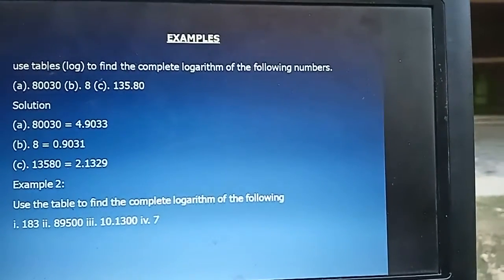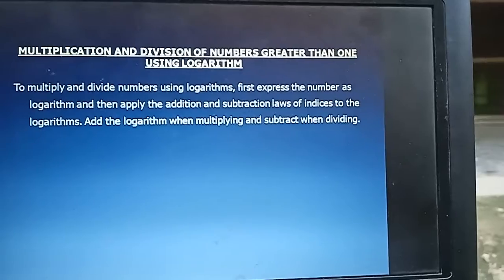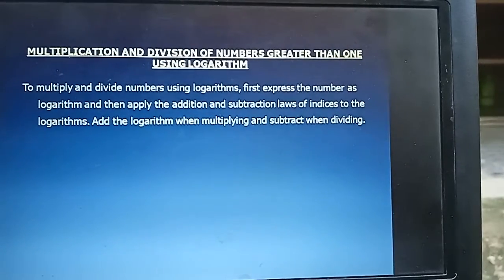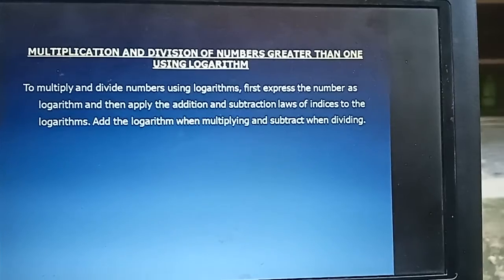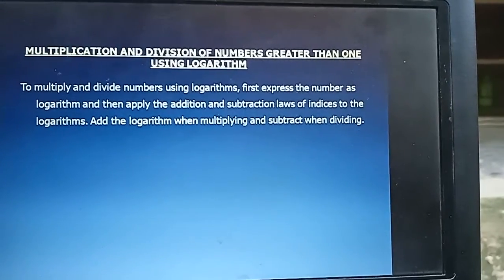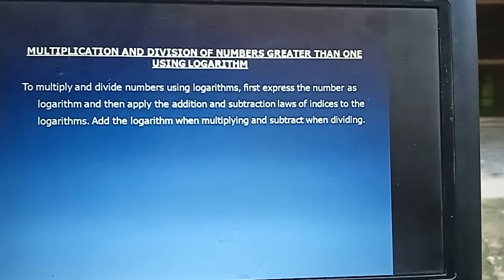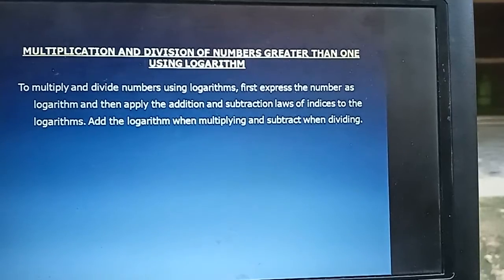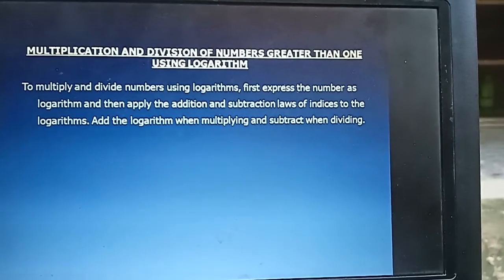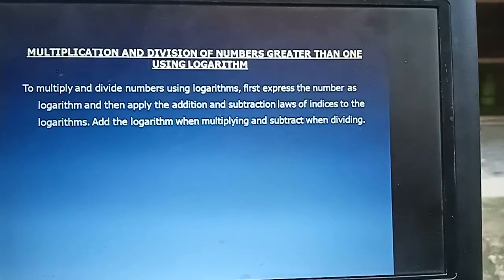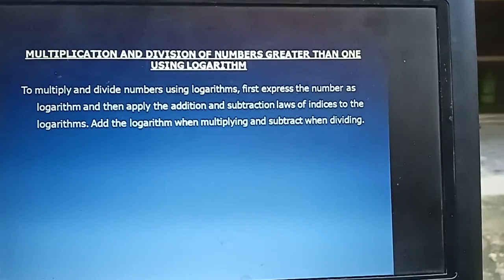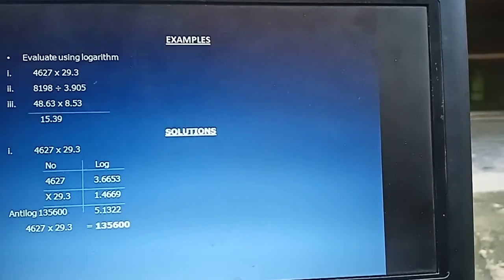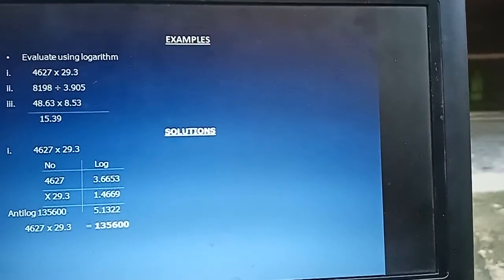You get it? So we are going to look into multiplication and division of numbers greater than 1 using logarithm. To multiply and divide numbers using logarithm, first express the numbers as logarithms and then apply the addition and subtraction laws of indices to the logarithms. So add the logarithms when multiplying and subtract when dividing. Is that clear?